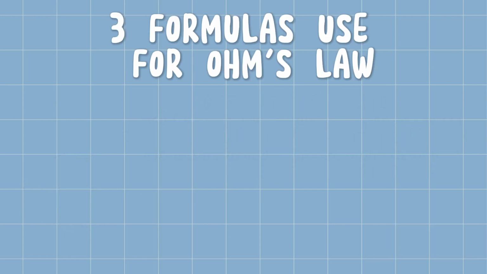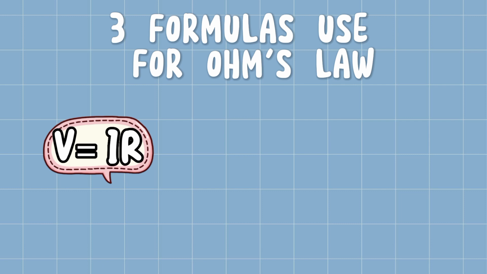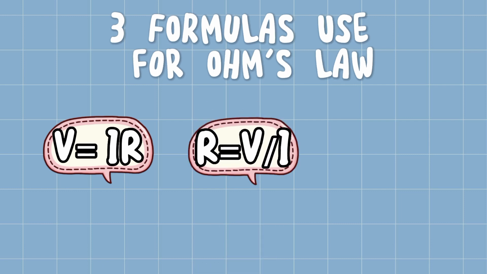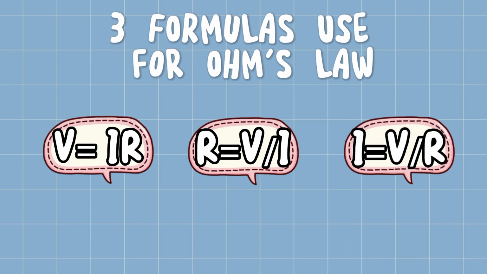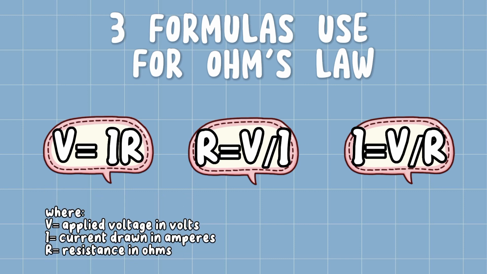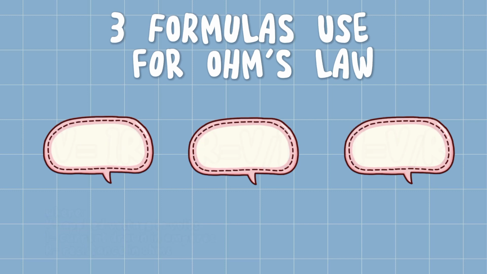There are three formulas used for Ohm's law. Voltage is equal to current times resistance: V = I × R. Resistance is equal to voltage over current: R = V/I. And current is equal to voltage over resistance: I = V/R, where V is the applied voltage in volts, I is the current drawn in amperes, and R is the resistance in ohms.